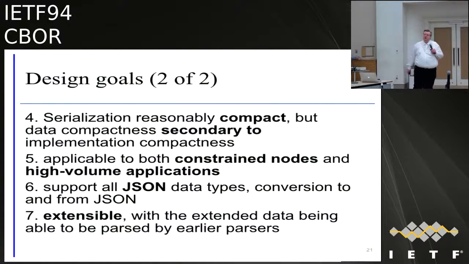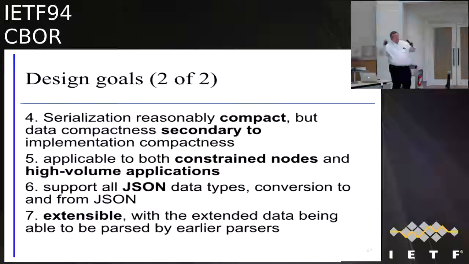Our main two target areas were constraint nodes, those IoT things, light switches, and high volume applications. So applications where you don't really want to throw a lot of code complexity at consuming or producing the data. This is not HDF5 or something like that. It's not optimized for sending around terabyte-sized databases. But still, you might have high-volume applications where you are sending around lots of, for instance, sensor measurements, and you want to do this in an efficient way.